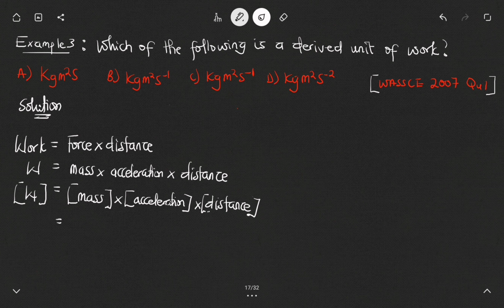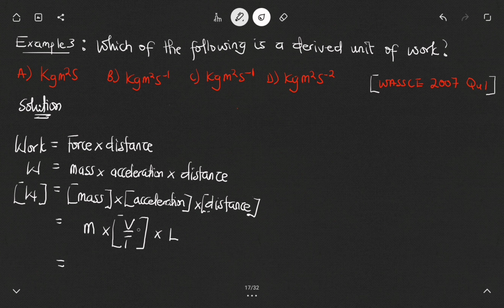Now, mass will give me m. Acceleration is velocity over time, the rate of change in velocity. So that will be velocity over time. Let me put this over here, multiplied by distance. The distance is L. That's the dimension of distance.